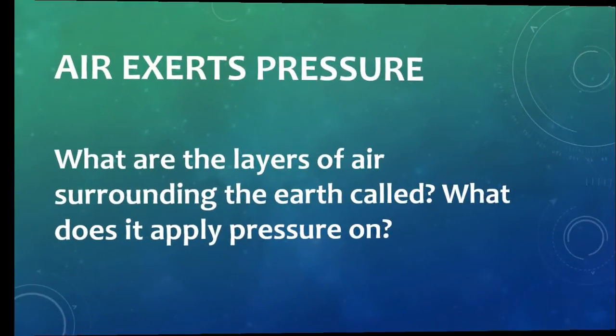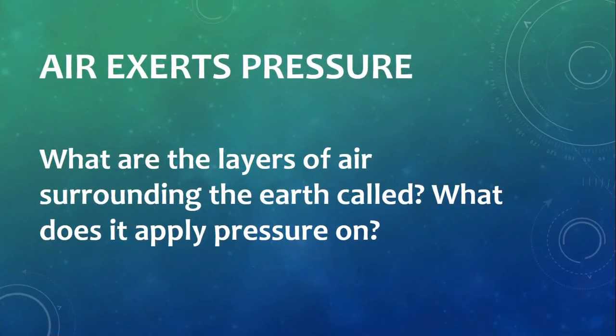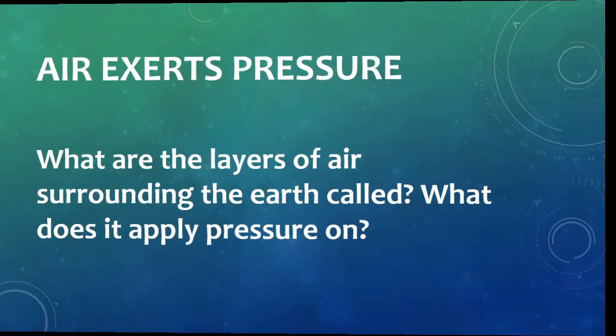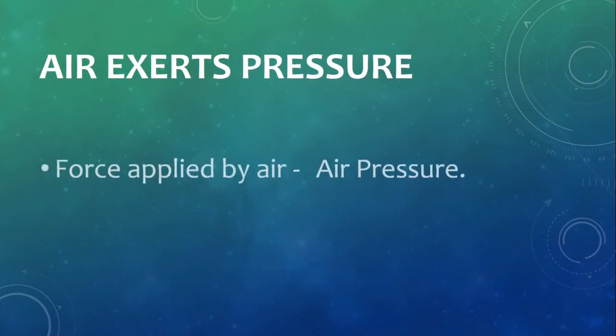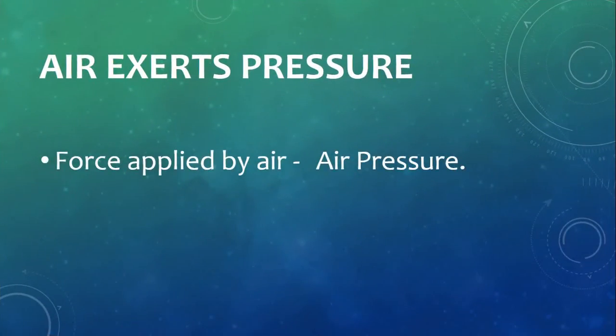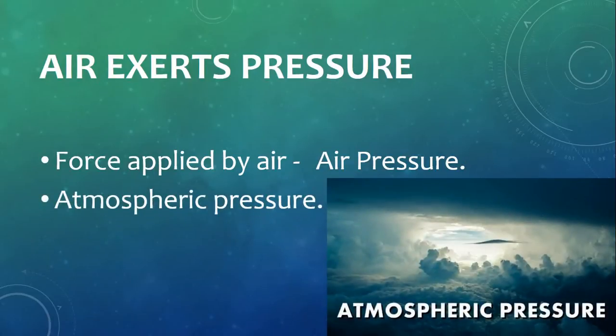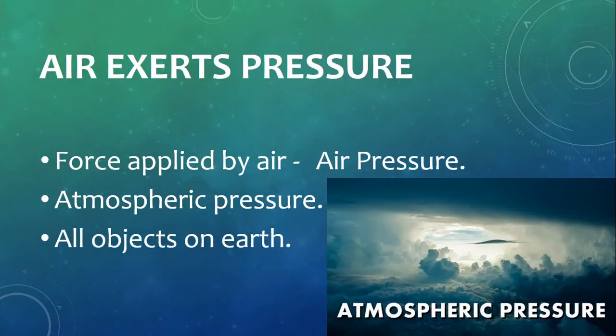What are the layers of air surrounding the earth called? What does it apply pressure on? Come on, let's see. The force applied by air on a unit area of surface is called air pressure. The layers of air around us form the atmosphere. So this pressure can also be called atmospheric pressure. It applies pressure on all objects on earth. Okay? Did you get it? Good.